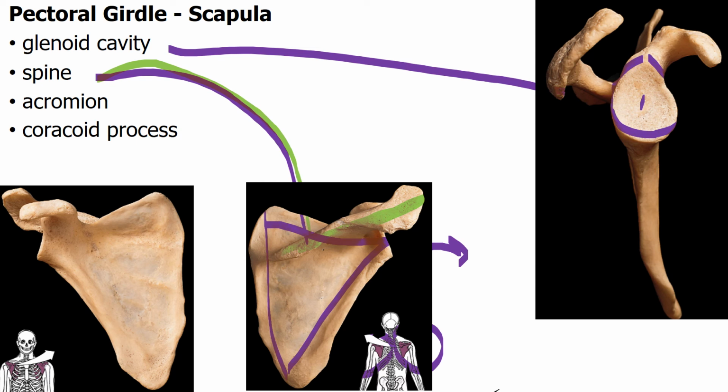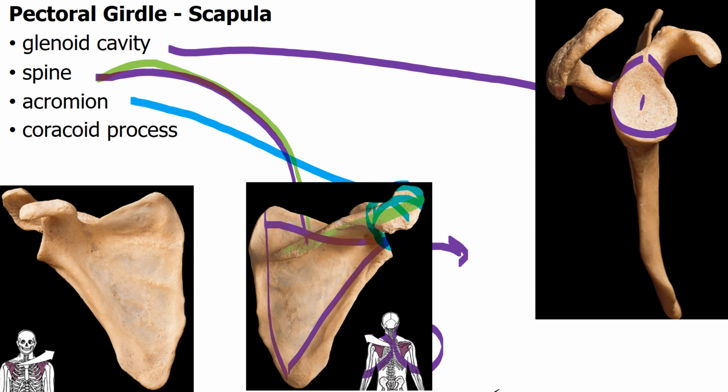So continuous with the spine is now the acromion. And so that's here in blue. And this is going to be the bony tip of the shoulder. So you can feel this, and that bump that you feel at the end is going to be the acromion.